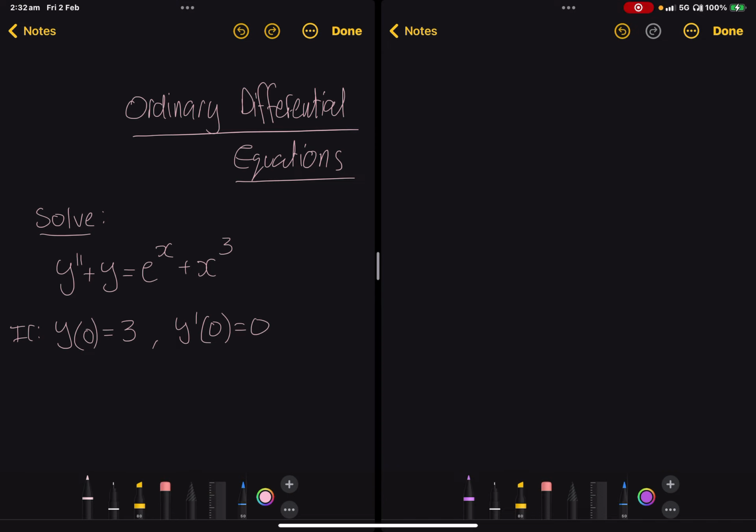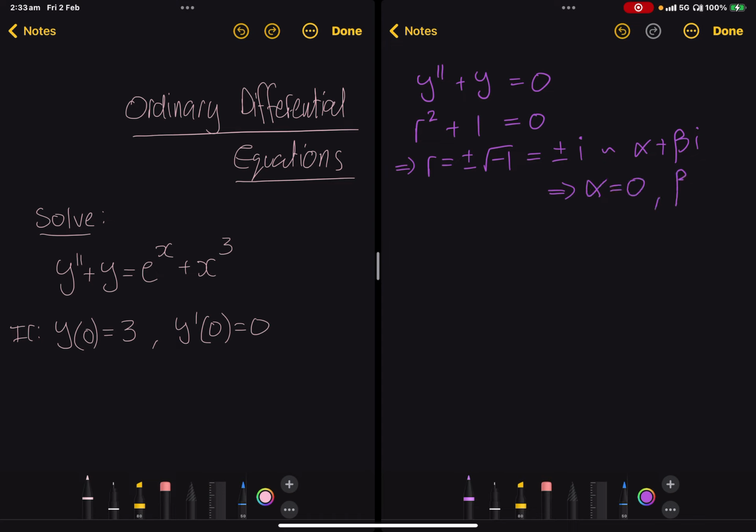So first, we have the DE, y double prime plus y equals 0. So this is an equivalent DE. And we're going to solve this using characteristic polynomials. So this is r squared plus 1 equals 0. Well, this implies r is the positive negative square root of minus 1. This is positive negative i. Now, if this is of the form alpha plus beta i, we find that alpha is equal to 0 and beta is equal to 1.